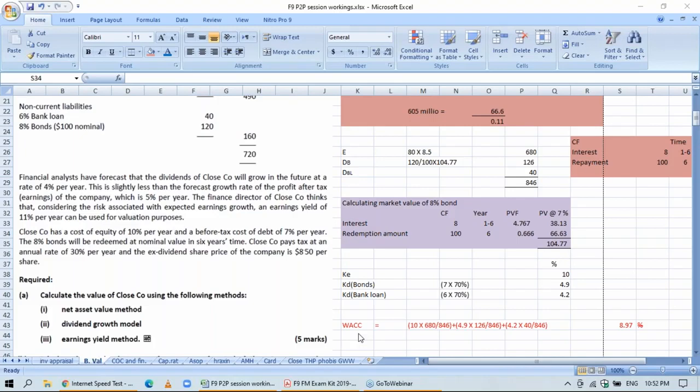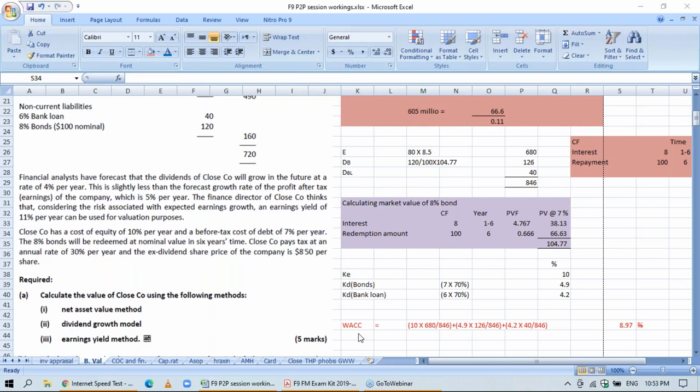So you can take 8% with tax, 8 into 0.7. Then in that case, you will be using the present value at 4.9%, etc. If you take interest net of tax over here, then take 4.9% over there when calculating the present value.